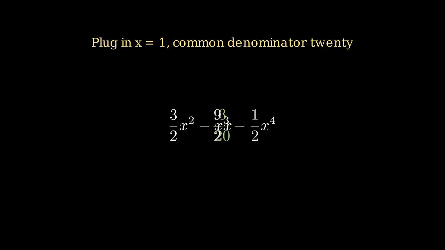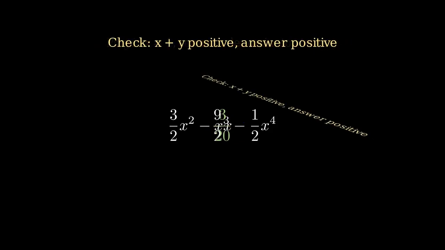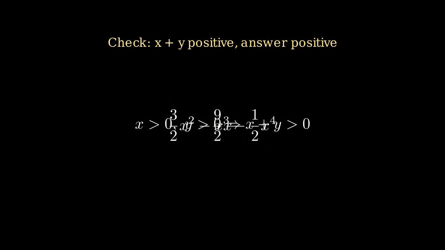So the double integral over this general region equals 3 over 20. Check step. Since x and y are both positive across this whole region, the quantity x plus y stays positive, so a positive final answer of 3 over 20 confirms the volume sits correctly above the region.